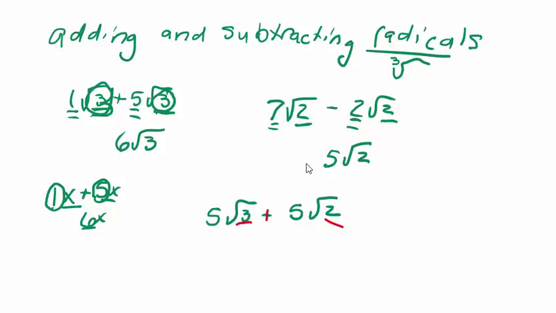Now these are basic examples. I'm going to do another video where we may have to reduce the radicals before we add or subtract, because sometimes you can do that. But I just wanted to go over the basic parts of this. Again, you can only add or subtract if the number underneath the square root is the same.